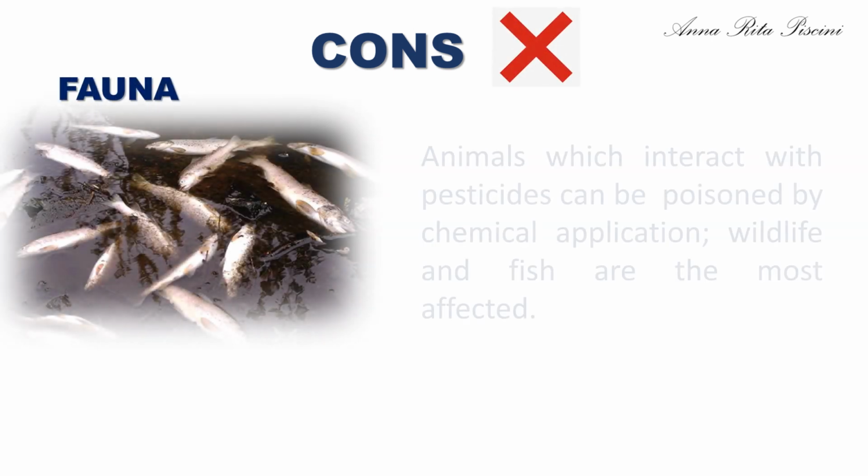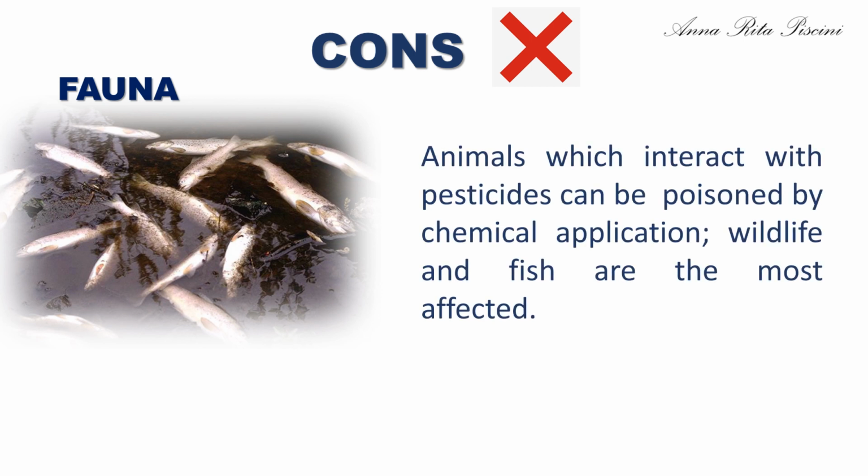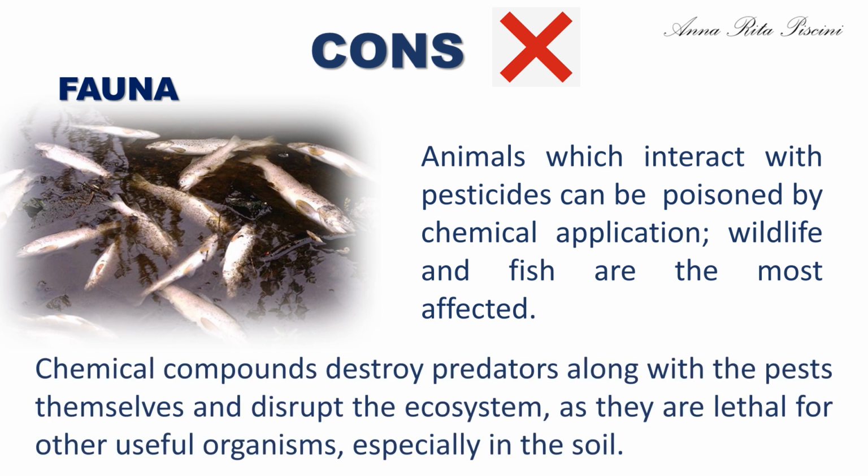Fauna. Animals which interact with pesticides can be poisoned by chemical application. Wildlife and fish are the most affected. Chemical compounds destroy predators along with the pests themselves and disrupt the ecosystem, as they are lethal for other useful organisms, especially in the soil.